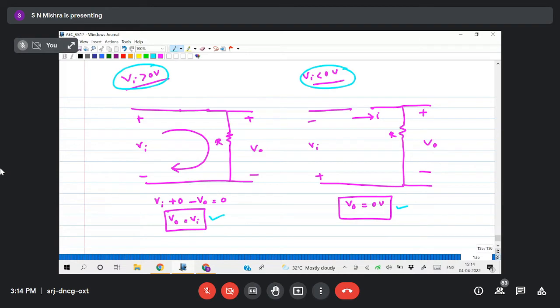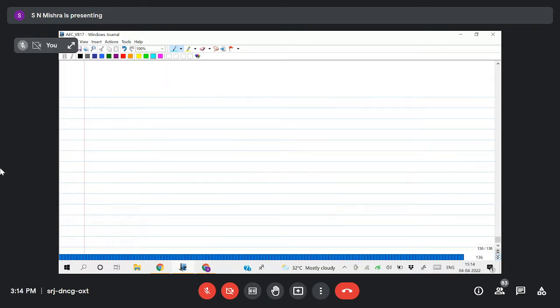Clear to all? Now if a biasing voltage is connected, then how will we solve it? Some students may find difficulty here, so let us see one example.